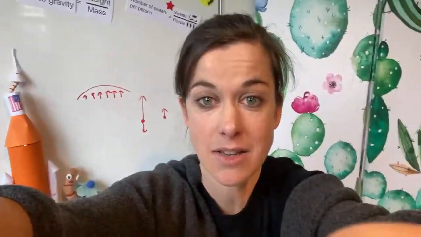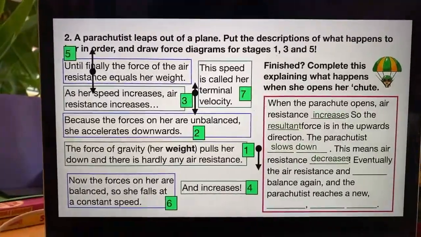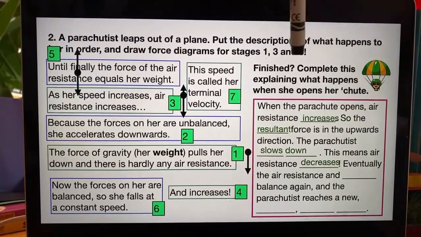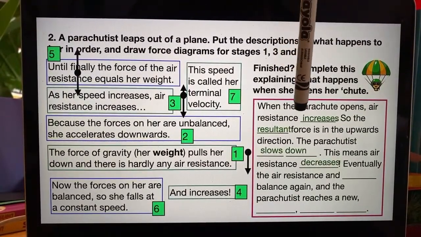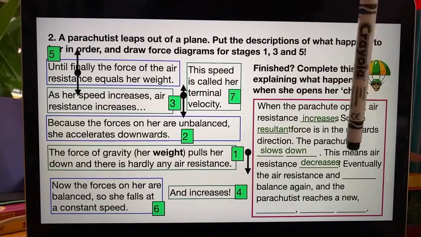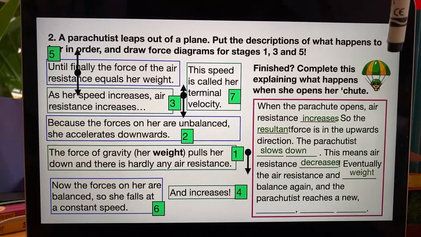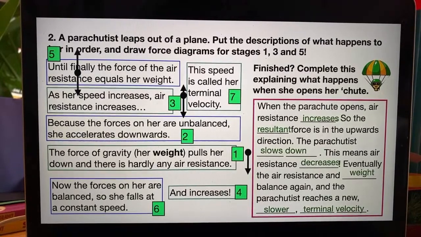I'm telling you, I spent literally 10 minutes solid staring at sentences on these websites thinking, what? Yeah, so the parachute is opened, the parachutist is slowed down, so the air particles are bashing against the parachute with less force, so air resistance decreases. So eventually air resistance decreases and decreases until the air resistance and the weight are balanced again, and the parachutist reaches a new, slower terminal velocity. Ah, we got there. I love this stuff, but it does do my head in.